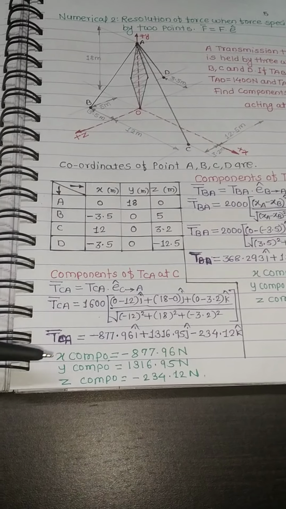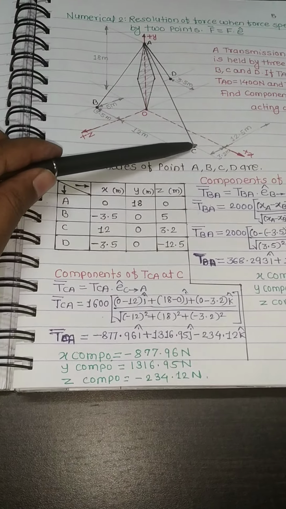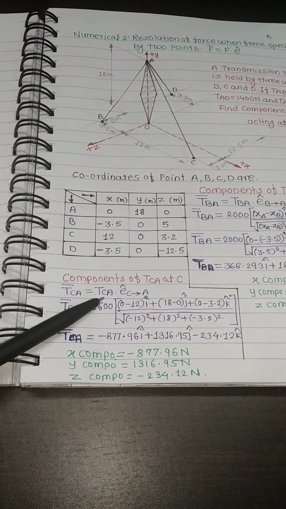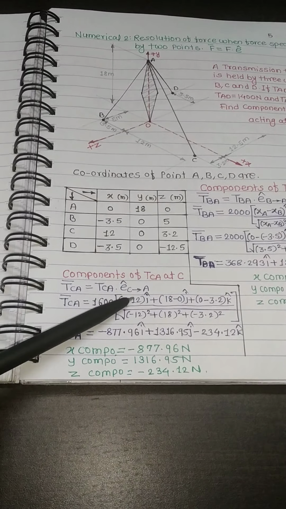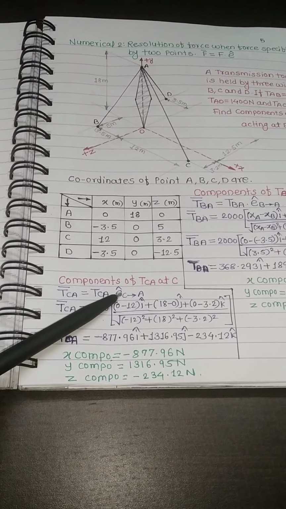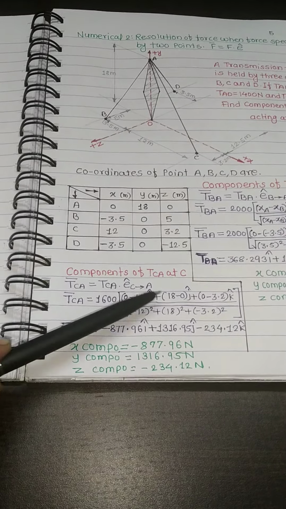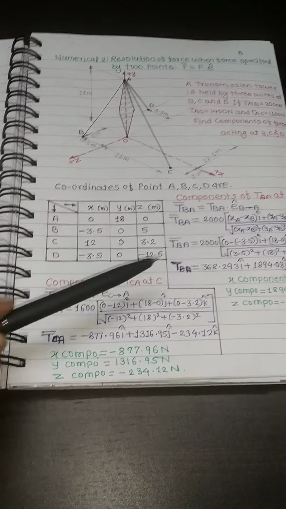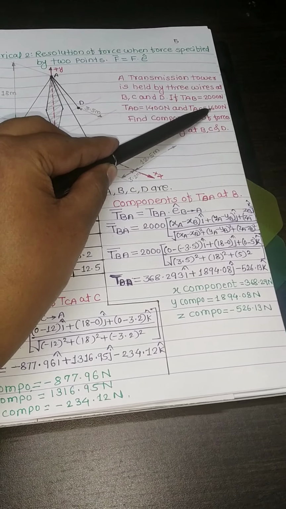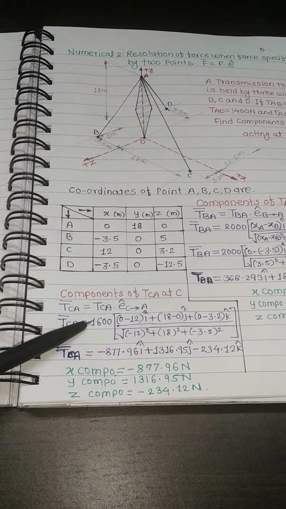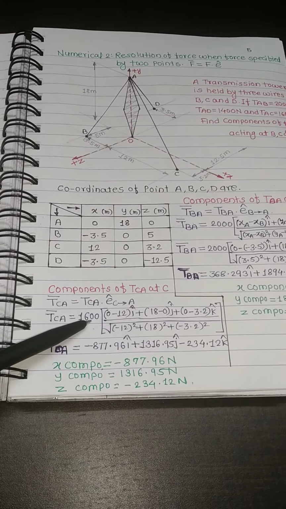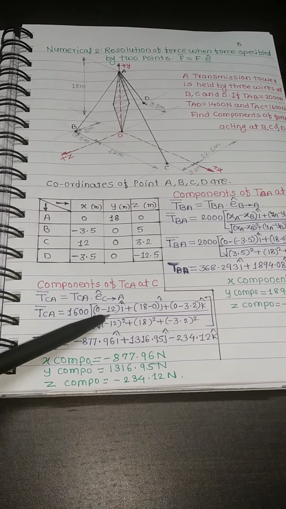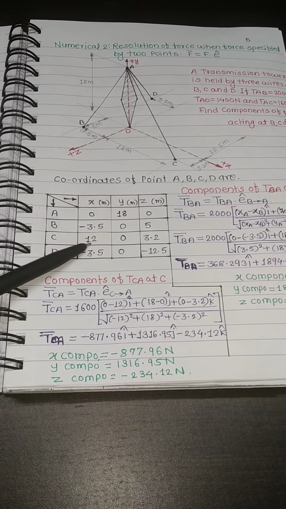In the same manner, we can find the components of TCA. So, vector TCA is expressed as the magnitude of TCA into the unit vector from C to A. C is the origin point, A is the end point. In this case, TCA is given with the magnitude 1600 Newton. Now, we have expressed the equation 1600 in bracket, that is coordinates of A minus coordinates of C.